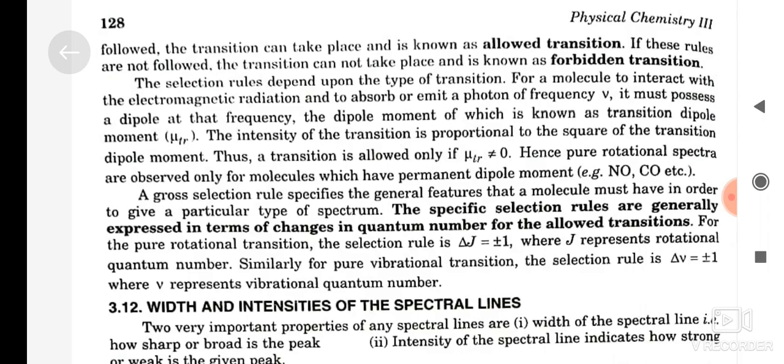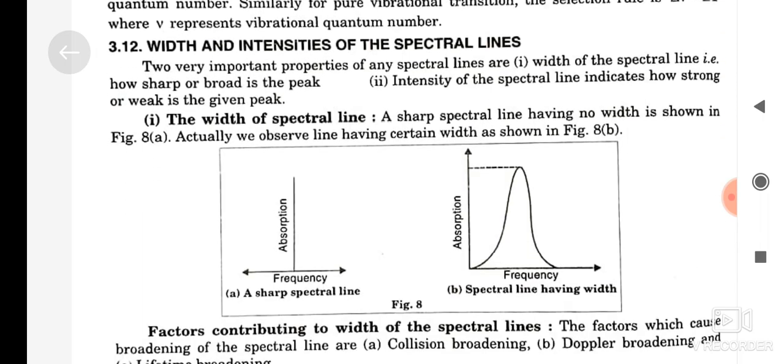Hence, pure rotational spectra are observed only for molecules which have a permanent dipole moment. A gross selection rule specifies the general feature that a molecule must have in order to give a particular type of spectrum. The specific selection rules are generally expressed in terms of changes in quantum number for the allowed transition. For the pure rotational transition, the selection rule is del J equal to plus or minus 1, where J represents the rotational quantum number. Similarly, for pure vibrational transition, the selection rule is del v equal to plus or minus 1, where v represents the vibrational quantum number.